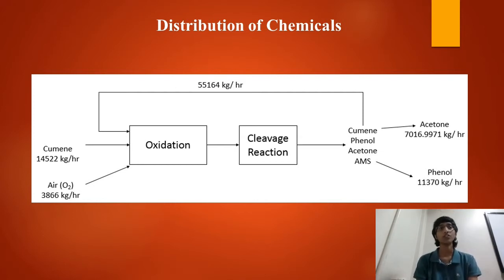But oxidation has a conversion of 25% and the cleavage reaction has a conversion of 100%. So a recycled stream of about 55,000 kg per hour is required to return the unreacted cumene. It is advised to introduce the feed streams in excess because even if there is some material loss due to plugging in the pipelines, the targeted amount can be produced. Another option is to introduce the feed streams in stoichiometric amounts. But if there is any loss of materials, the targeted amount cannot be produced. Hence, option 1 is selected.